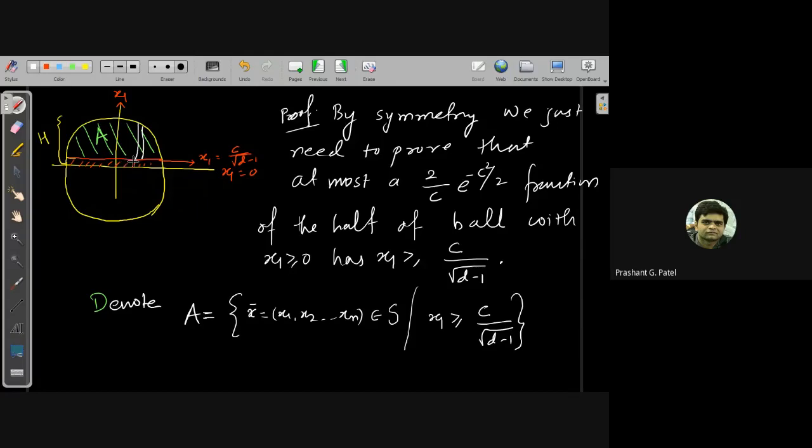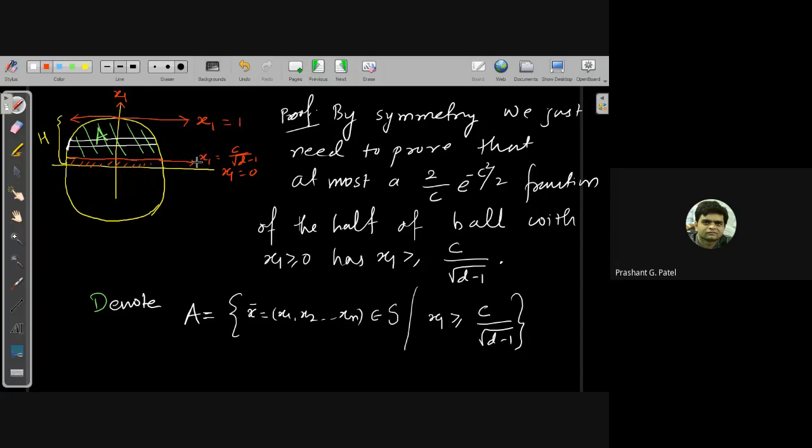So x1 starts from here, sorry, not horizontal, but it is a horizontal line like this. So here your x1 is starting from here, c by square root of d minus 1, and goes to this line. What will be this line? Since this is a unit sphere, this plane is actually x1 is equal to 1.